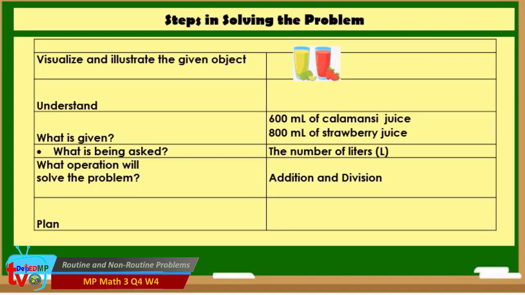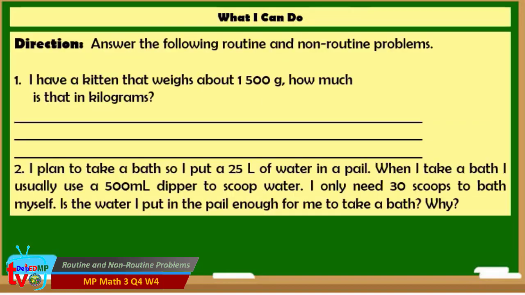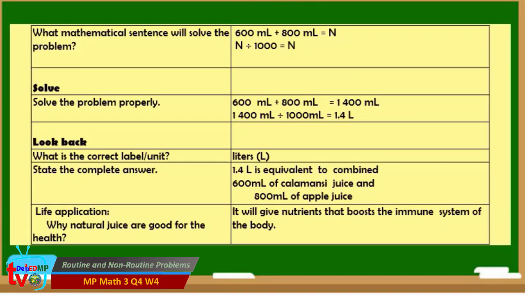What operation will solve the problem? Addition and division. And then proceed to planning. What mathematical sentence will solve the problem? 600 milliliters plus 800 milliliters equals N. N equals 1,000. N divided by 1,000 equals N.